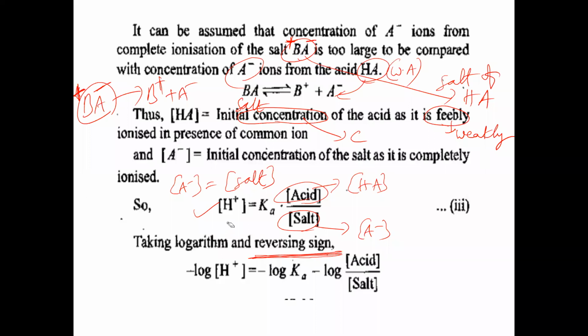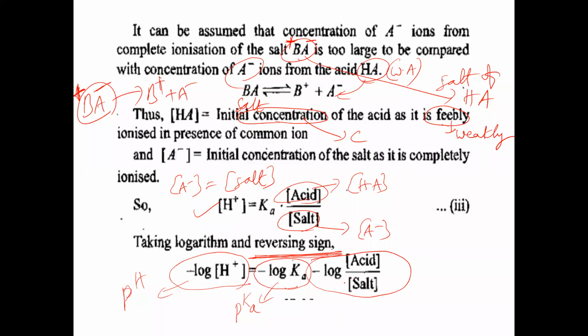First we have taken logarithm on both the sides and then reversed the sign, positive into negative. Then we got this equation. So minus log of H plus concentration is nothing but pH, right? And minus log Ka is nothing but pKa. Do you remember? pKa means power of Ka. And what is left over is minus log acid concentration by salt concentration.